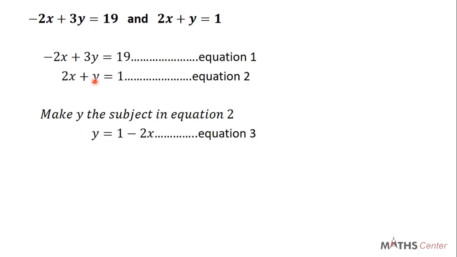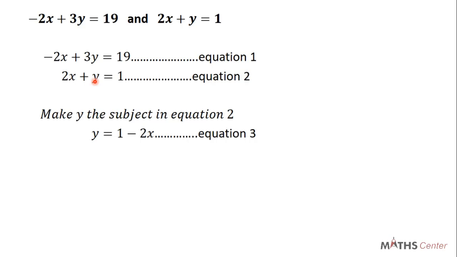So y is equal to 1 minus 2x. It's easy to make a variable that has the coefficient of 1 the subject. So I'm going to make y the subject. So y is equal to 1 minus 2x. I'll call this new equation equation 3.